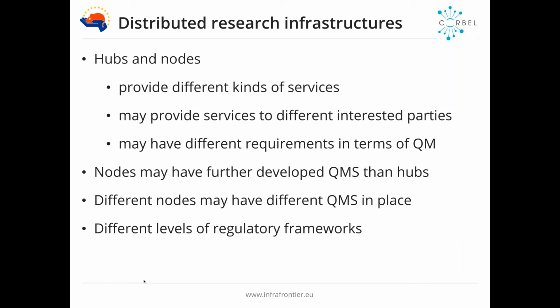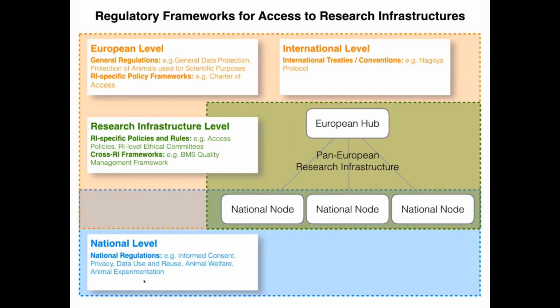So this also means that different nodes may have different quality management systems and approaches in place. And another characteristic of the distributed research infrastructures is shown in the next slide. So different levels of regulatory frameworks apply. And this is shown here. If you have a pan-European research infrastructure, you usually have a European hub and the national nodes.